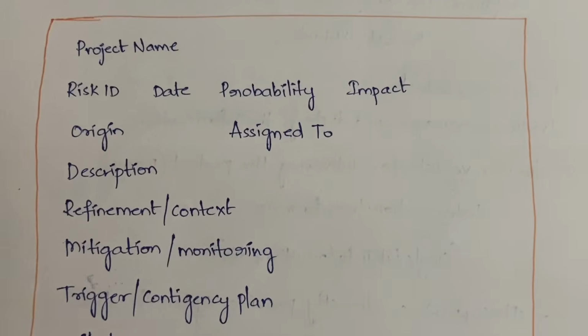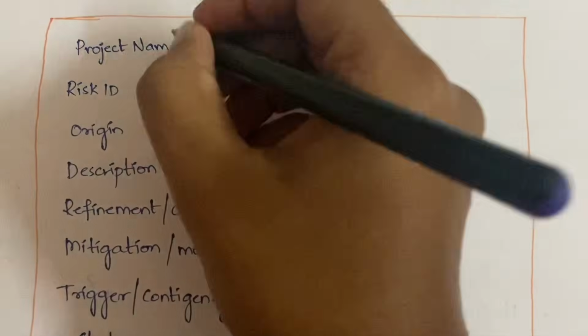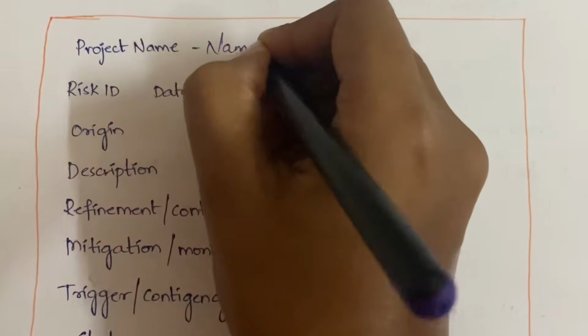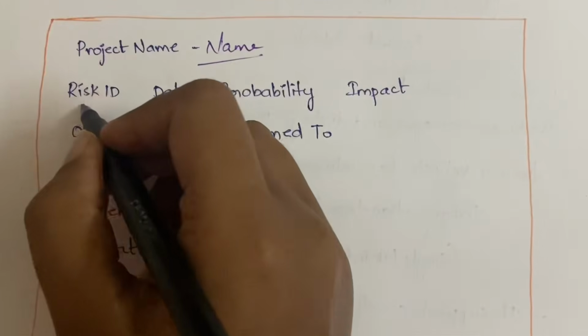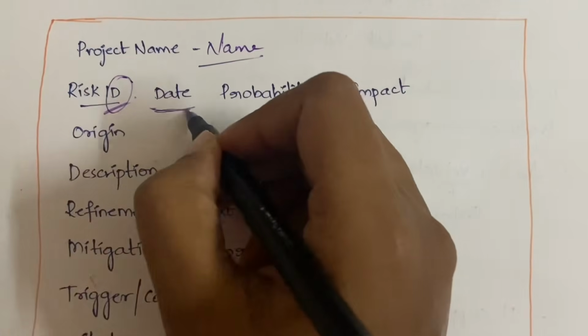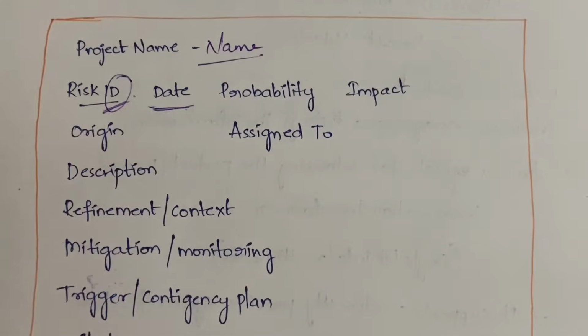First is what you have. First you have the project name, the name of the project, simple, and the risk ID, whichever risk has occurred, the ID number of the risk, and date, on which date the risk has occurred. Got it?